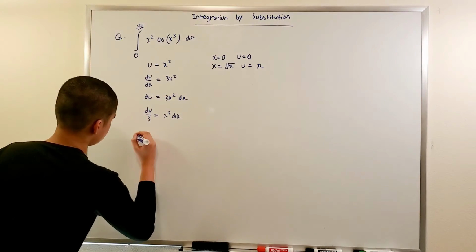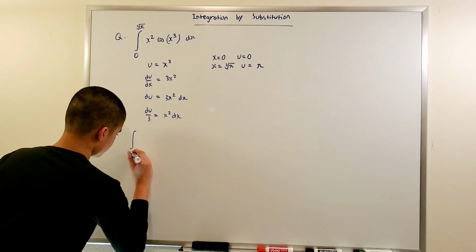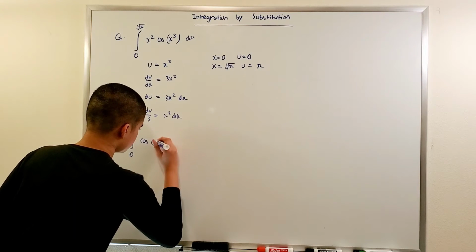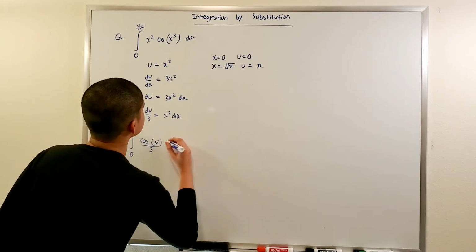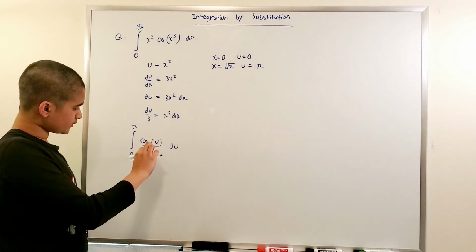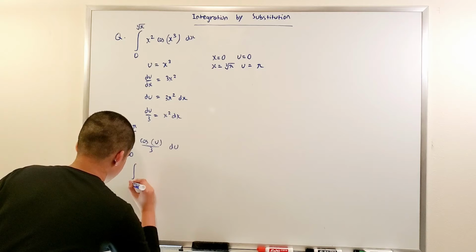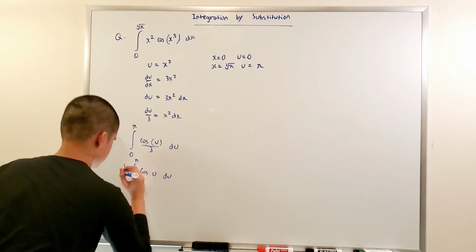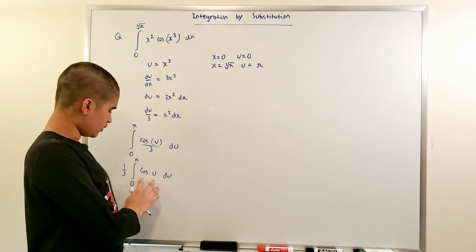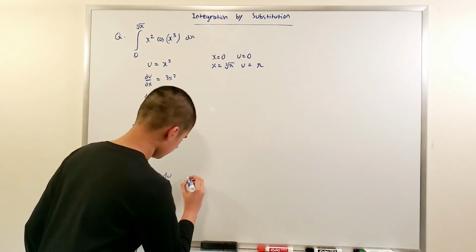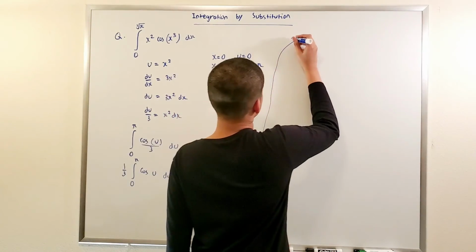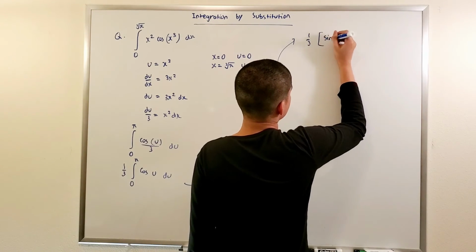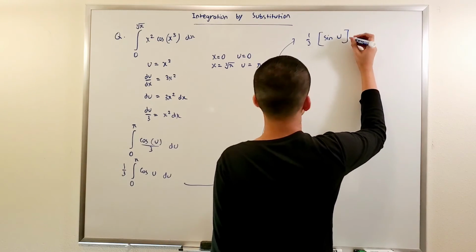Rewriting this integral, we can write it as the integral from 0 to pi of cos of u over 3 times du. Since 1 over 3 is a constant, we'll just take it outside. We know that the integral of cos of u is sine of u. So rewriting this, we get that 1 over 3 times sine of u from 0 to pi.